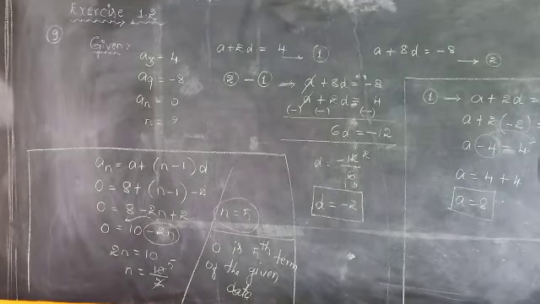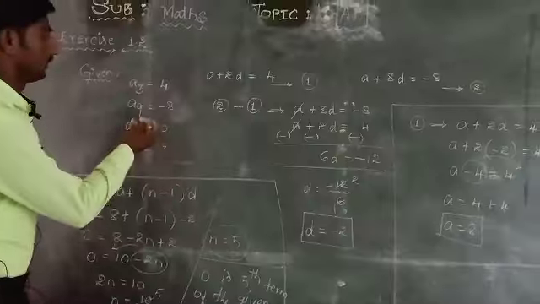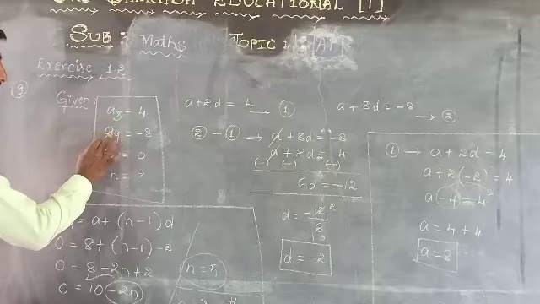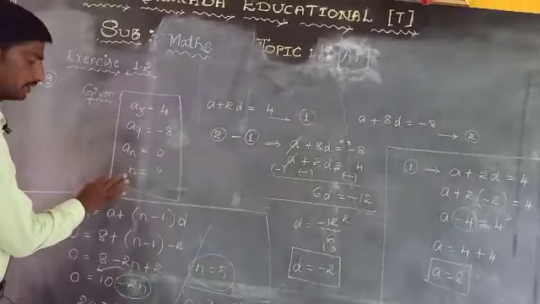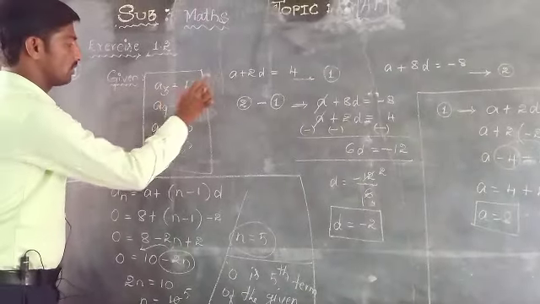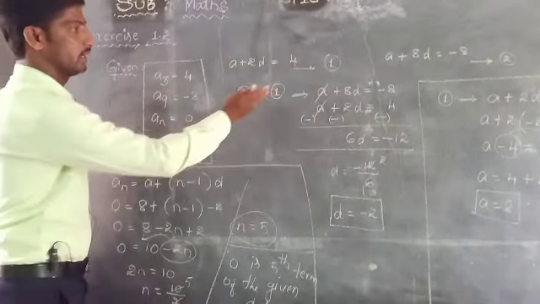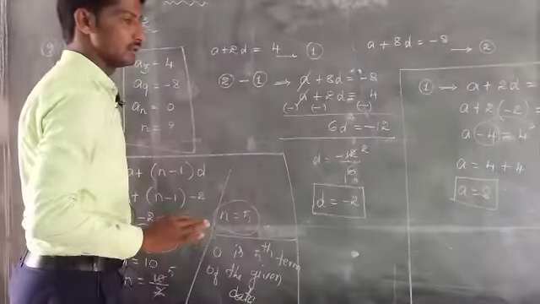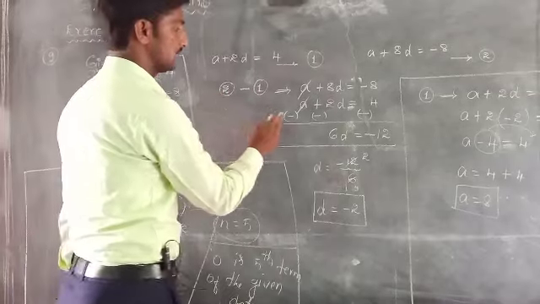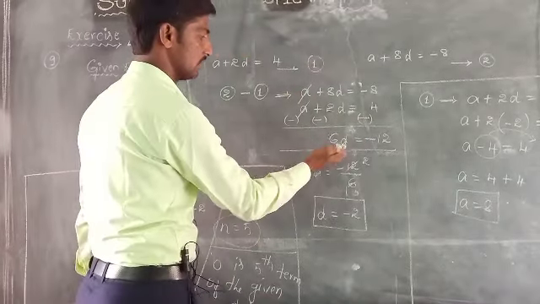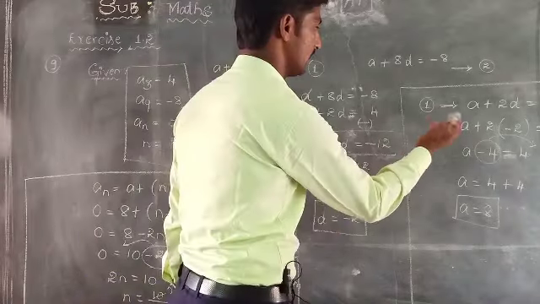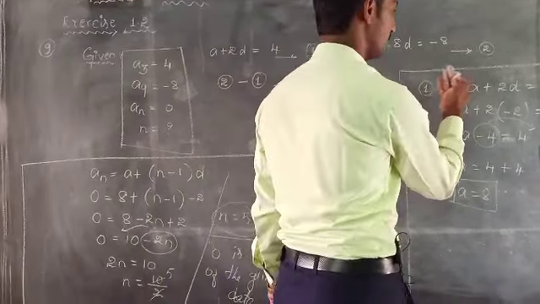Once again we will discuss the given data. I mentioned here A3, A9 and AN are given, and we need to find the n value. I wrote the general form of A3 and A9 and simplified them as simultaneous linear equations. I subtracted equation 1 from 2, changing the signs of the second equation, and after simplification we got the d value as minus 2. Then I substituted the d value in any one equation. I selected equation number 1.